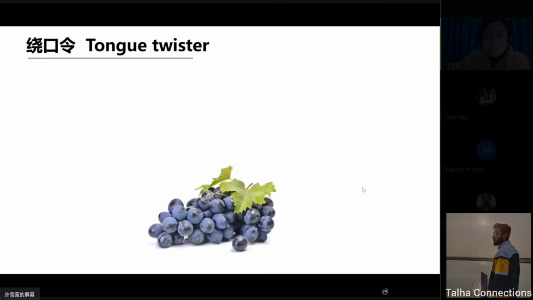Now let's try a tongue twister. A tongue twister. To practice your tongue. Do you know what's this? 这是什么? 这是什么? Anybody knows it? 这是什么? What's this? 这是葡萄。葡萄。Grapes. Yeah. 汉语怎么说? 汉语怎么说?